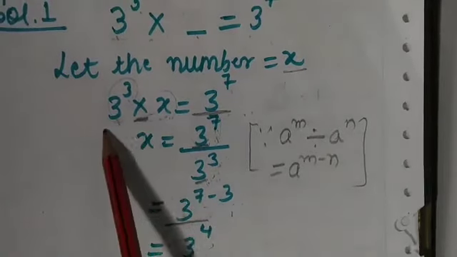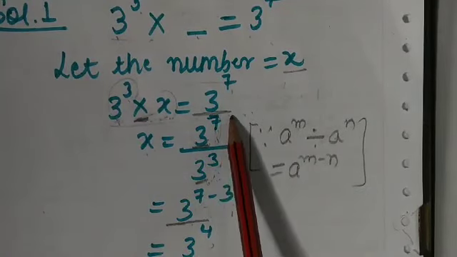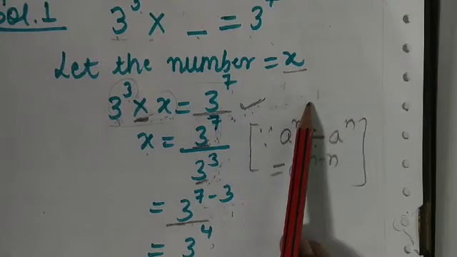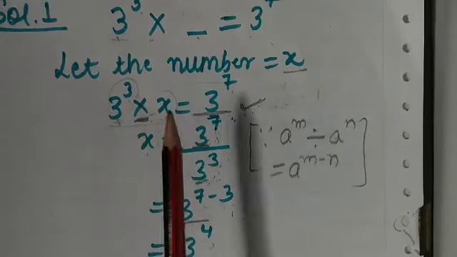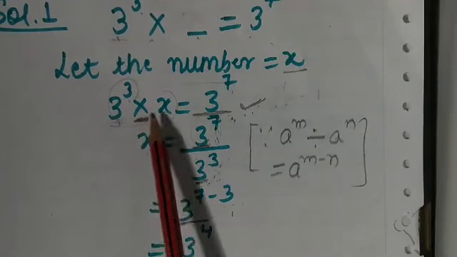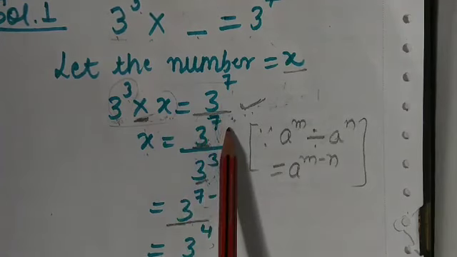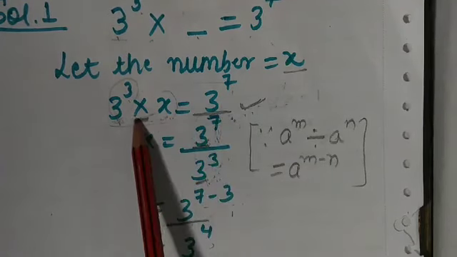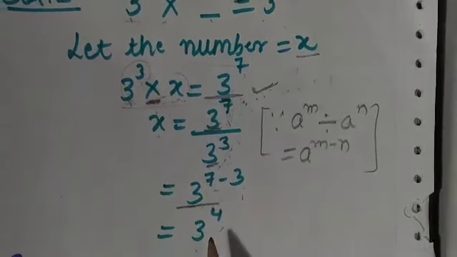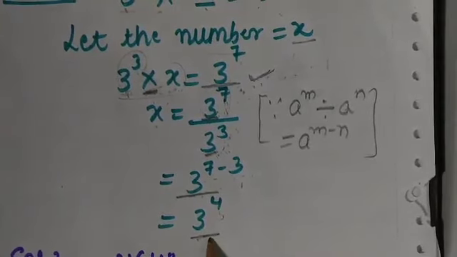This is how to solve an equation. You will learn this also in chapter number 4, linear equations. But for now you have to understand that if you are shifting a number that is in multiplication with another number, then on shifting to the other side it will be in division. That multiplication changes into division. So 3 raised to the power 4 is the required number.